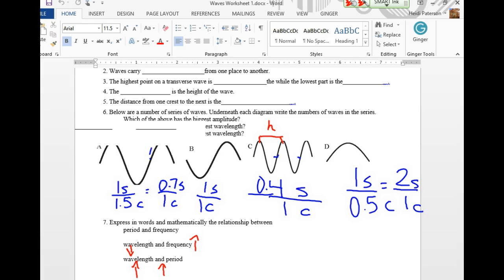What is the relationship between period and frequency? A shorter period equals a higher frequency. The less amount of time it takes to make one complete wave, the more waves you're going to have in a time period. So, short period, more waves. Longer period of time to go through that complete cycle means you're going to have fewer waves per second.